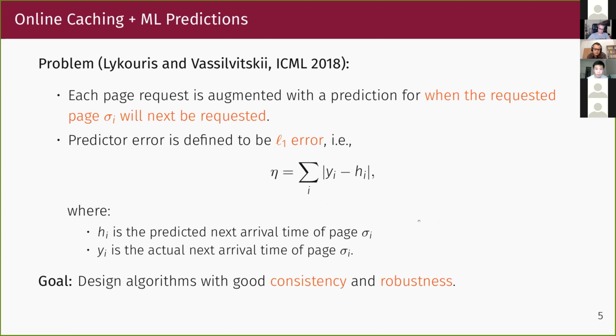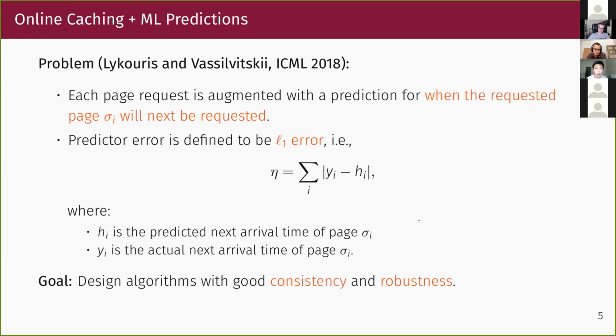In a paper at ICML 2 years ago, Lykouris and Vassilvitskii augment this model by adding to each page request sigma i a prediction h_i of when the requested page sigma i will next be requested. They defined an error metric eta that is the L1 error. It's the sum over i of the absolute difference between h_i, the predicted next arrival time, and y_i, the actual next arrival time of the requested page sigma i.